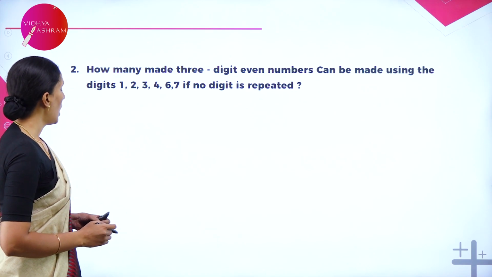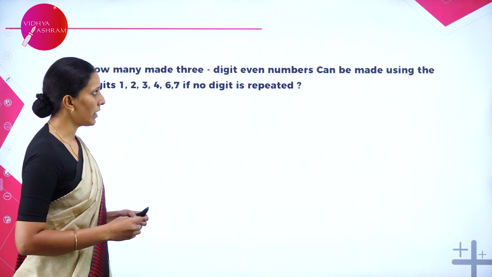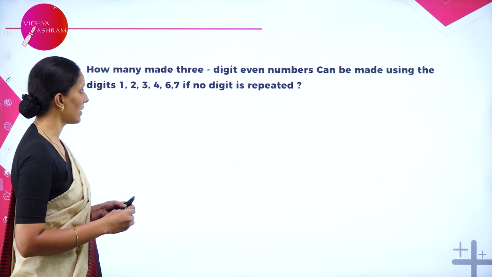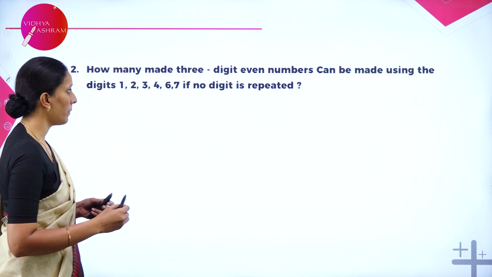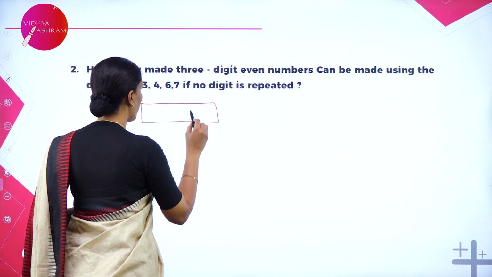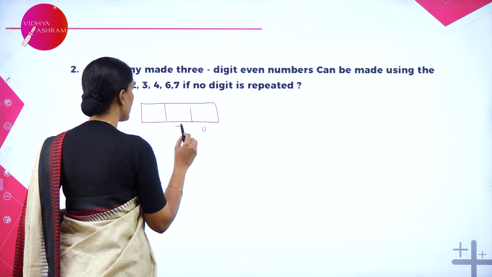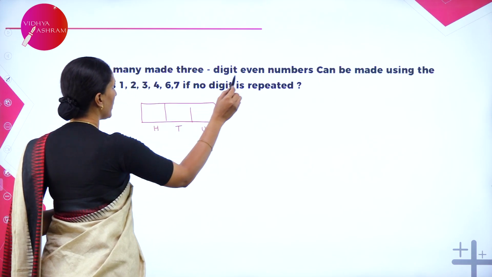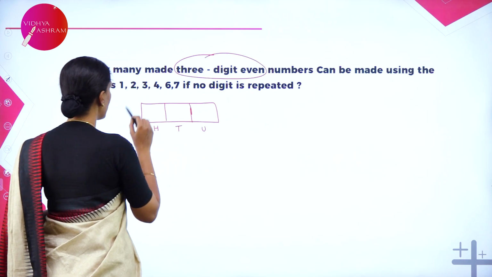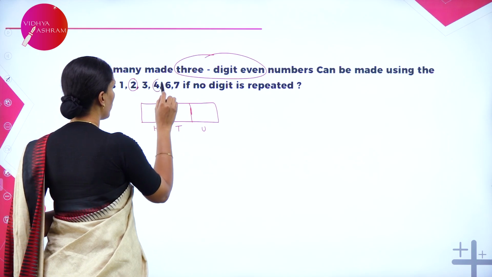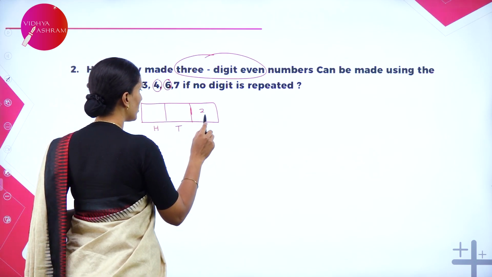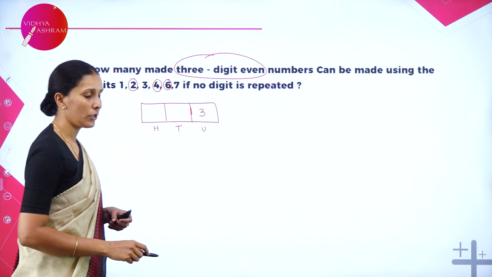Next question. How many 3-digit even numbers can be made using digits 1, 2, 3, 4, 6, 7 if no digit is being repeated? So, we know we need to find out a 3-digit number, where we have a units place, tens place and hundreds place. Remember, we need to form a 3-digit even number. So, that means in the units place, we can have 2, 4, 6. That means we can fill only 3 numbers.